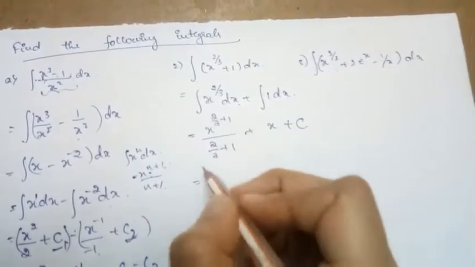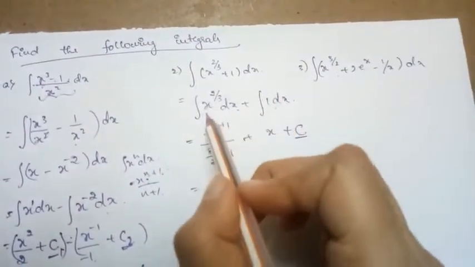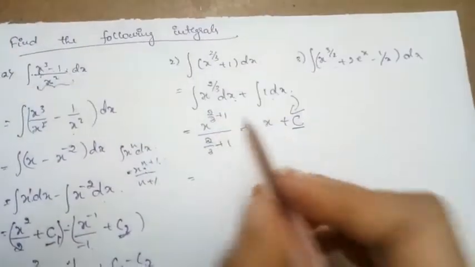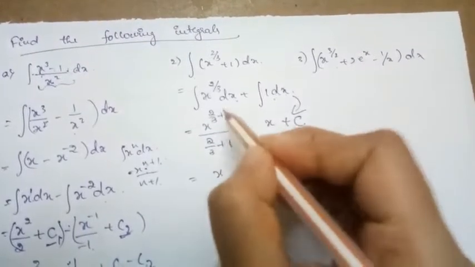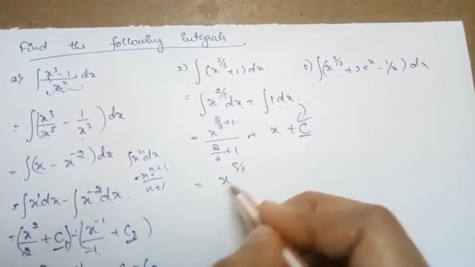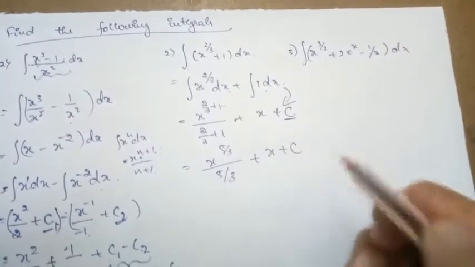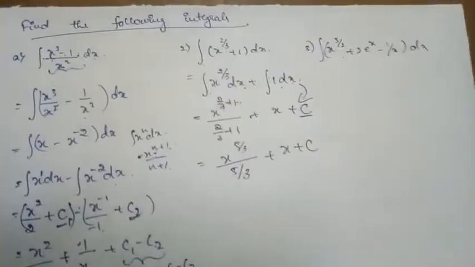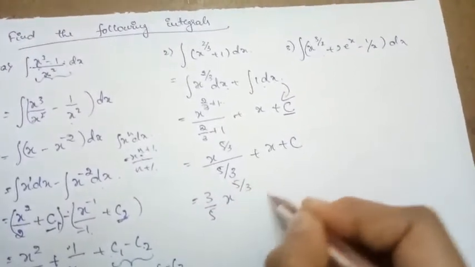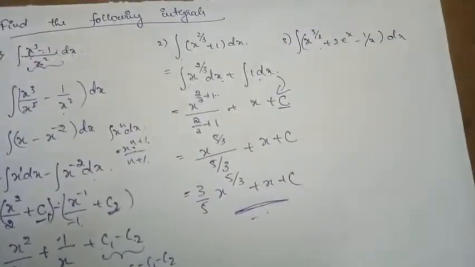Now let us simplify this one. Where are we using this c? After integrating, we use that c in the next step itself. Simplifying 2 by 3 plus 1, 3 is the LCM, it is 3 plus 2, so 5 by 3, divided by 5 by 3, plus x plus c. You can keep your answer in this format, or else you can keep it in the form 3 by 5 x to the power 5 by 3 plus x plus c.